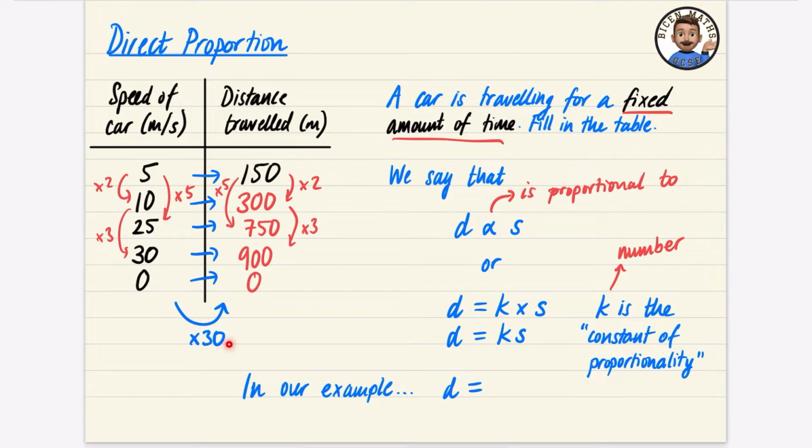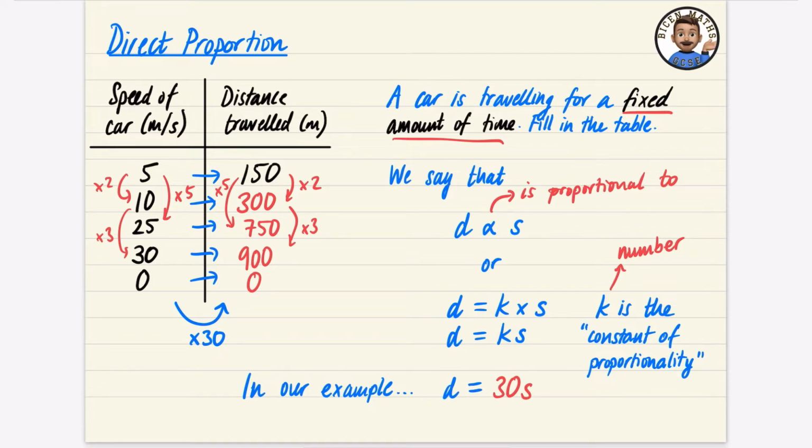And actually that multiplying by 30 is the fixed amount of time. It's 30 seconds that this car is traveling for. So in our example, we would say that to find the distance traveled, you take the speed and you multiply it by 30. So we would write that the distance is 30 times S. In other words, the constant of proportionality in this question is 30. To find the distance that the car will travel, you take its speed and you multiply it by 30, and that is the constant of proportionality for this.